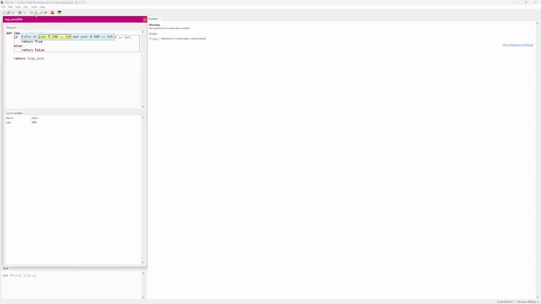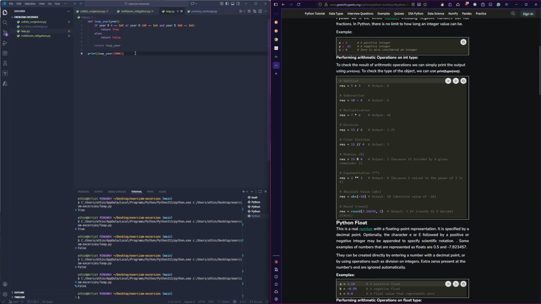Okay. Zero. So that's false. It's an int. But it's coming back as false. Why is it coming back as false? Hold on. Because this doesn't make any sense to me.